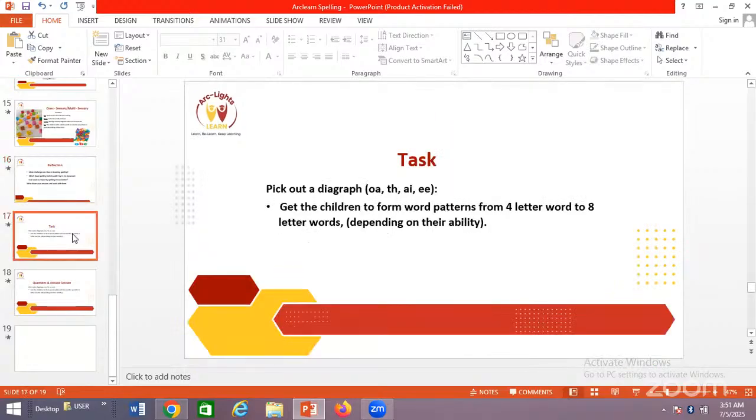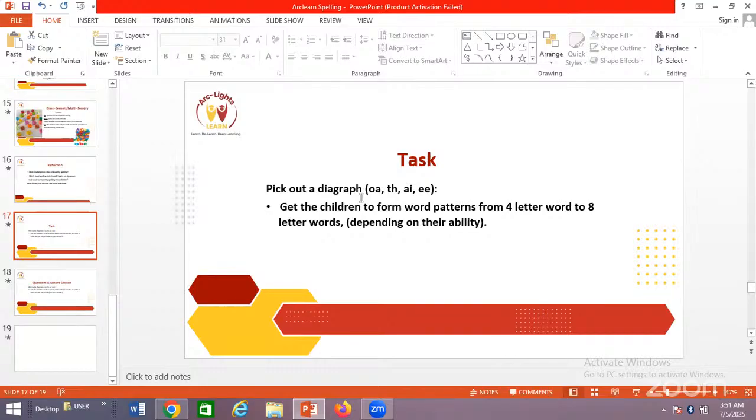You have a task. The word family task: you get your children to form word patterns from four-letter words to eight-letter words, depending on their ability. You can tweak it to something you want. It doesn't have to be this, but you can tweak it to something you want. I've talked about word families, but what do you think children have difficulties with? You can tweak it, depending on their ability.